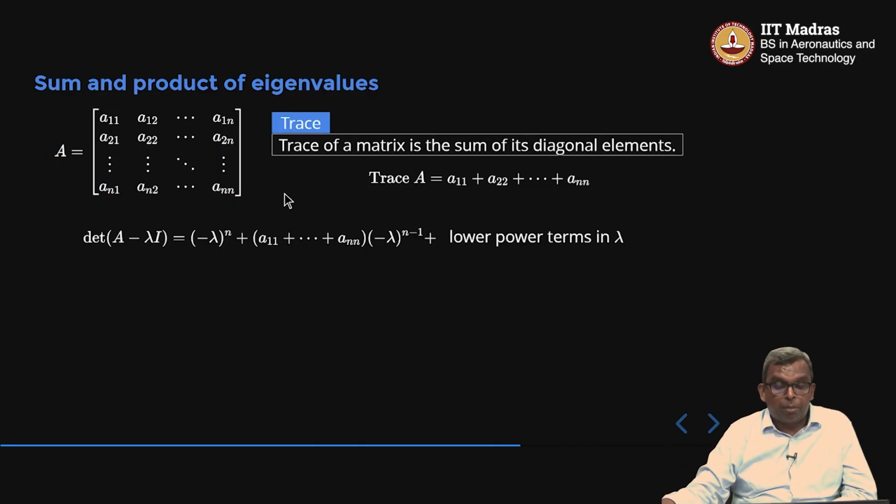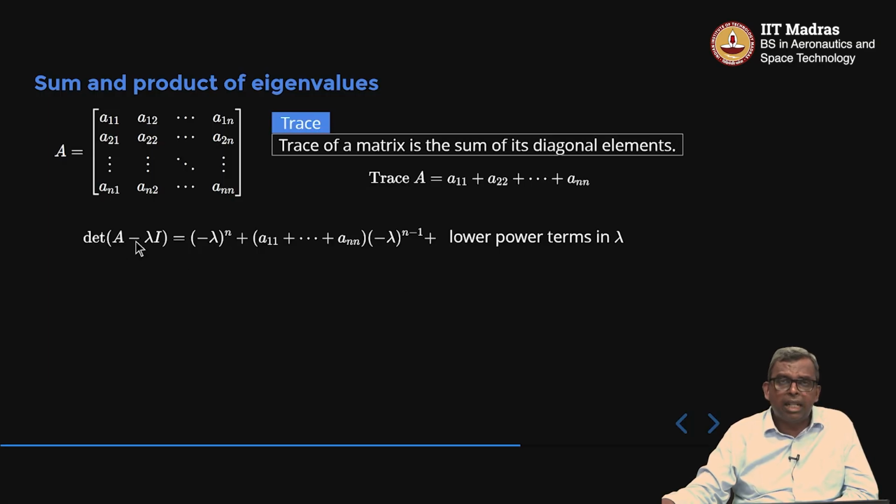Now this goes back to our previous way in which we defined the characteristic polynomial. If you remember, the determinant of A minus lambda I is the characteristic polynomial. That's how we defined it. But we had a way of expanding it out, and we saw that it is equal to minus lambda to the power n, plus the trace, that is A11 plus A22 plus so on till Ann, times minus lambda to the power n minus 1, plus lower power terms like lambda to the power n minus 2 and lower. This is the form of the characteristic polynomial.